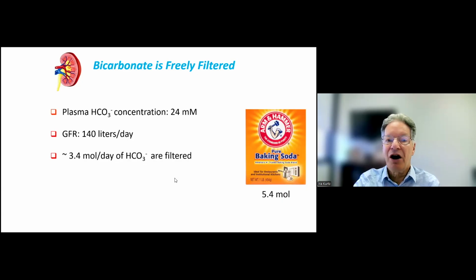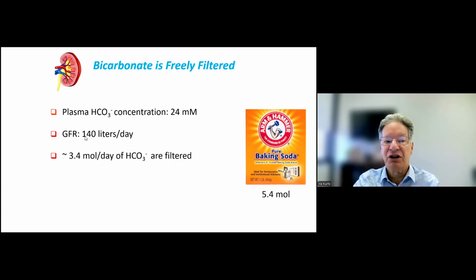Now, what about the bicarbonate? The bicarbonate concentration is also kept constant, and that's the function of the kidney. And the kidney has a different problem. The first problem is that the bicarbonate is freely filtered through all our glomeruli, and it's filtered at a rate that depends on the GFR and the blood concentration.